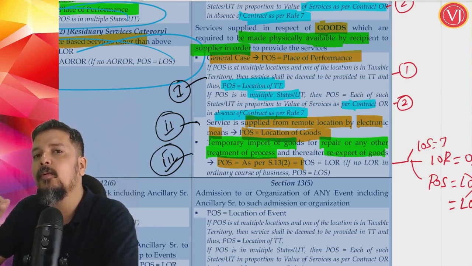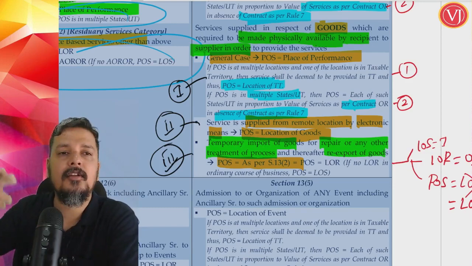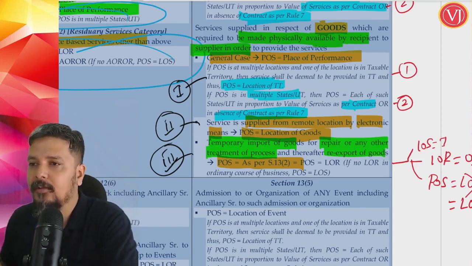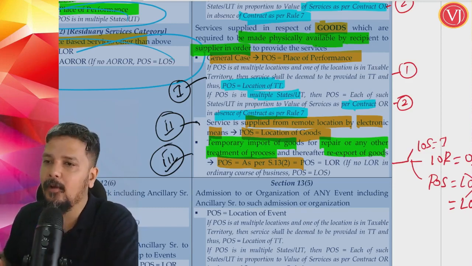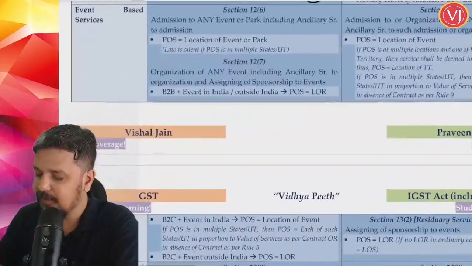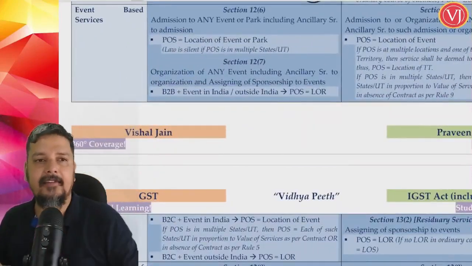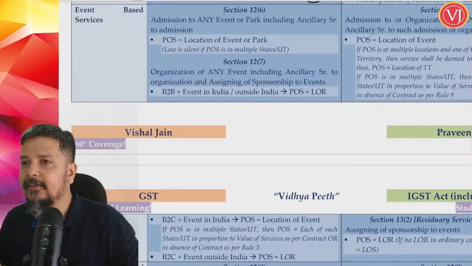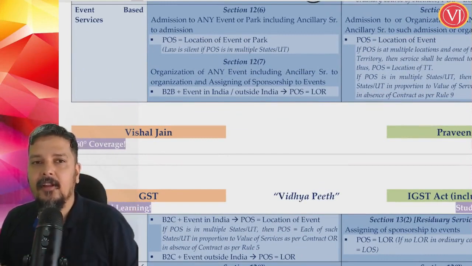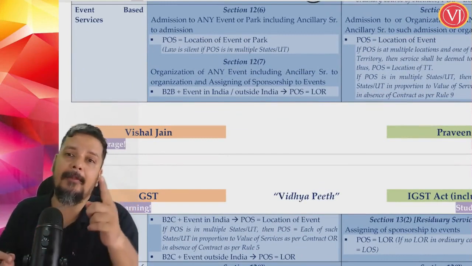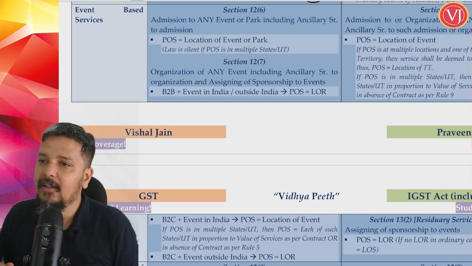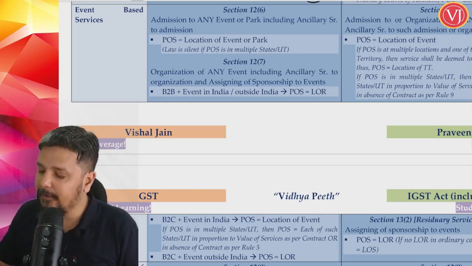Yes, in one place in goods, they ask you to go back to the residuary provision to give the benefit of export of services. Right. So first was the general case, second was immovable property related, third was performance based, and we are trying to see the differences between what happens in section 12 and what happens in section 13. Now it is event based.